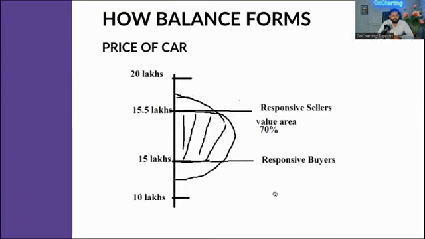Now, let's first try to understand how balance forms, and then we will try to understand how imbalance forms. Balance forms generally when the price of an instrument is inside its value area, or you can say in the range of its real value. For example, if everybody thinks that the price of this car can be between 15 lakh and 15.5 lakh, and you're getting the car in that price range, then you will be happy.